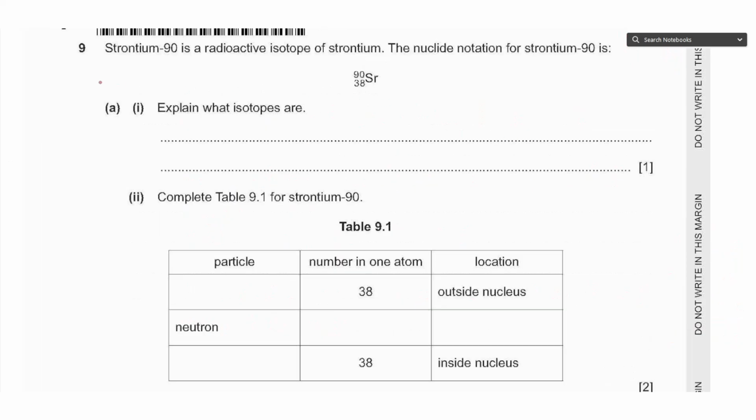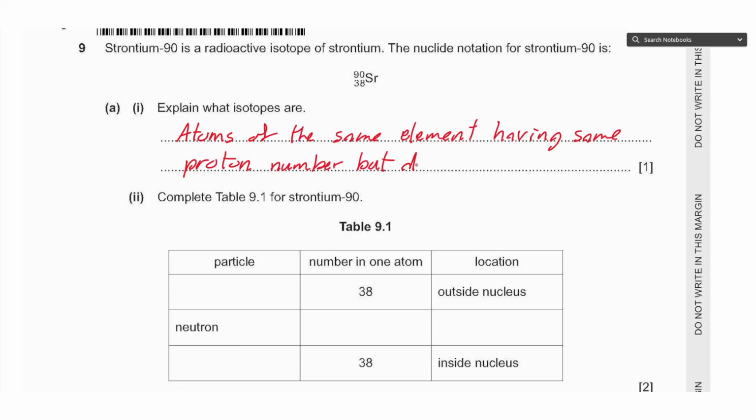Question 9 says, strontium-90 is a radioactive isotope of strontium. The nuclide notation for strontium-90 is 90 and 38. Explain what is meant by isotopes. These are atoms or nuclides of the same element, having the same proton number, but different nucleon or neutron number. So the proton number decides whether I'm the same element or not. If you have the same proton number, you have the same element.